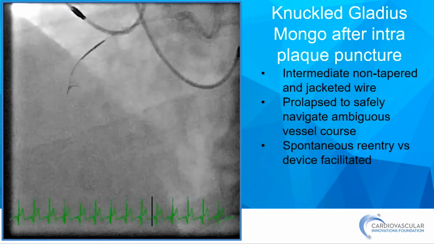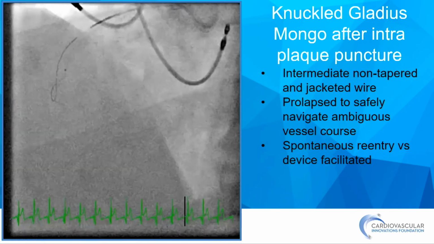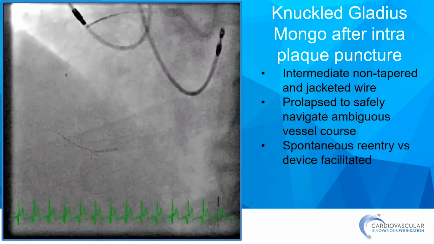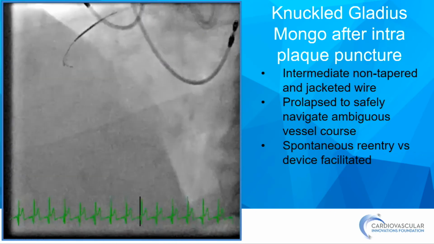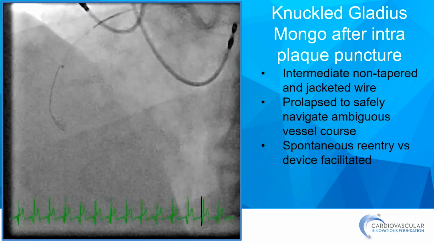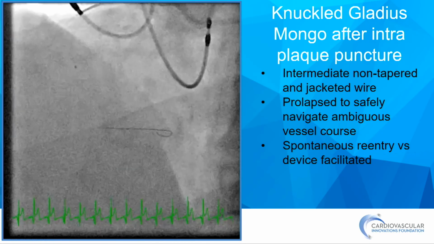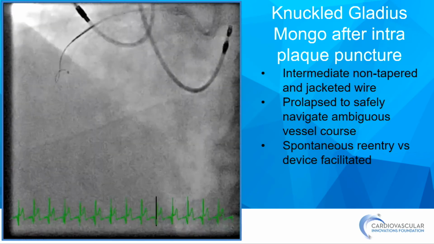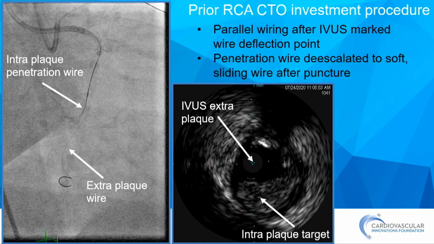And so the next step was to take a jacketed wire. In this case, we took a jacketed Mongo, which is designed to prolapse, and it was meant to set up an ADR case, but it spontaneously re-entered, and we finished this case without having to do anything. But what set this up was to intentionally use an IVUS-guided puncture to start the case out.